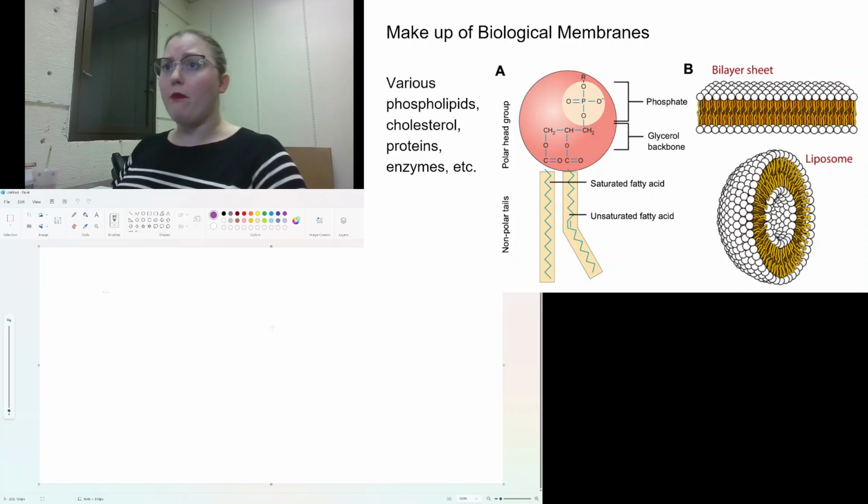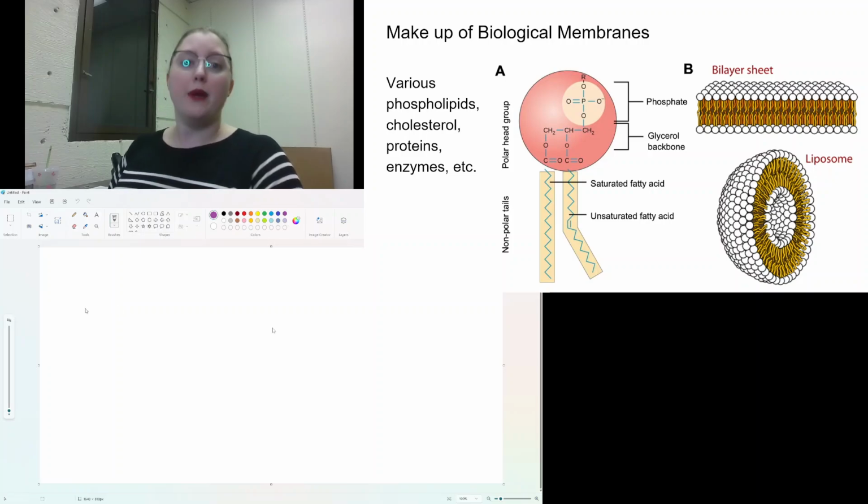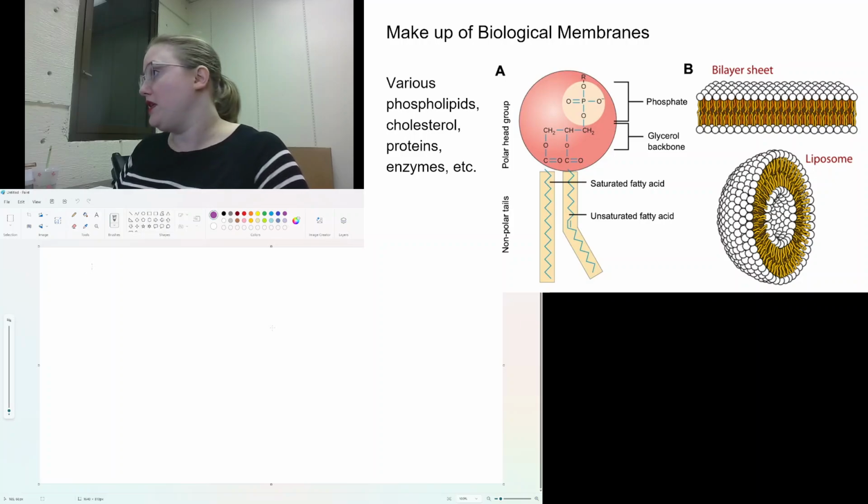So biological membranes are made up of 2 layers. You may also know this as a phospholipid bilayer, but they are not exactly the same thing. A phospholipid bilayer would be just phospholipids. A biological membrane has a lot of other components, but the key thing is our phospholipids, right? And they are present in 2 leaflets, okay?